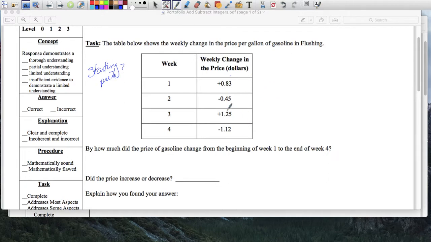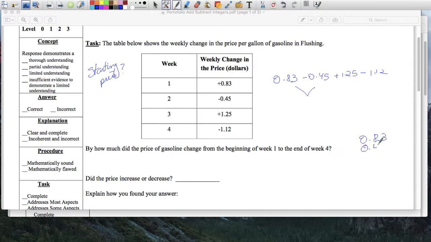So how much did the price go up and down? What was the change? So we're going to do this, 0.83, then it went down, then went up, and then it went down again. So you have to add and subtract these numbers to see what the actual change is after 4 weeks. So these two, 0.83 minus 0.445. You don't have to keep the first one and change the second one because it's just a subtraction problem.